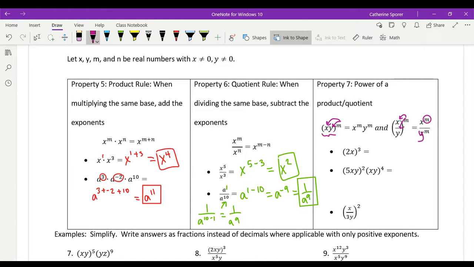So for example, 2x to the third, we distribute the 3 into both of these terms, or both of these pieces. So 2 to the third, x to the third. And then 2 to the third we can evaluate to 8, so 8x to the third.